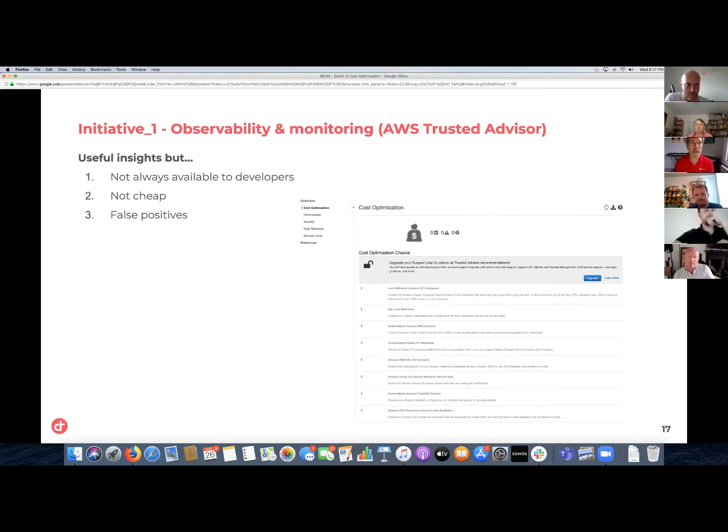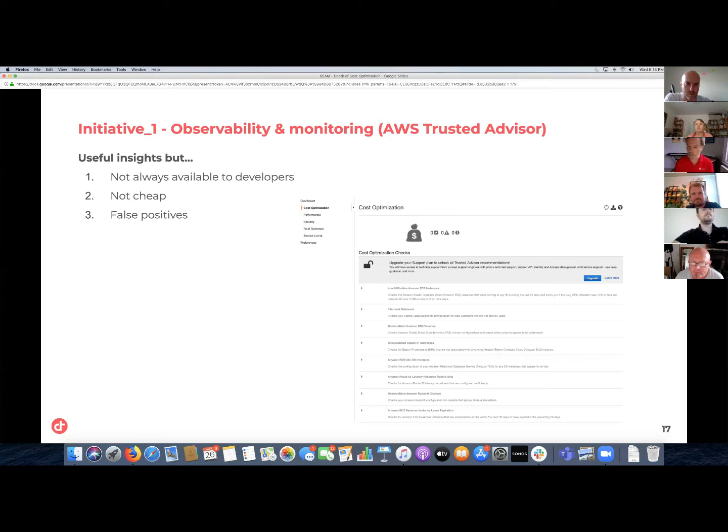Okay, so let's get into the details a little bit. One of the first initiatives is observability and monitoring. There's tools like AWS Trusted Advisor. So I've put a screenshot of Trusted Advisor. It probably should be the first place you go to if you're in AWS and you want to learn how to save money. And you get some useful insights from Trusted Advisor, but as I've made the points here, it's not always available to developers.